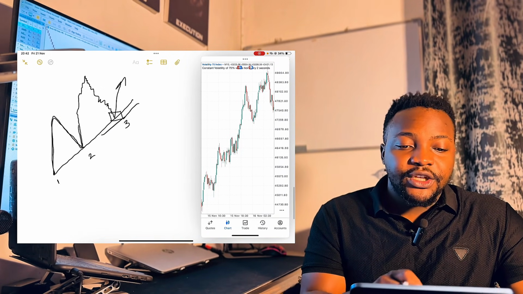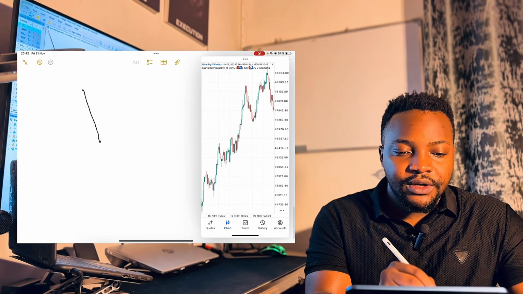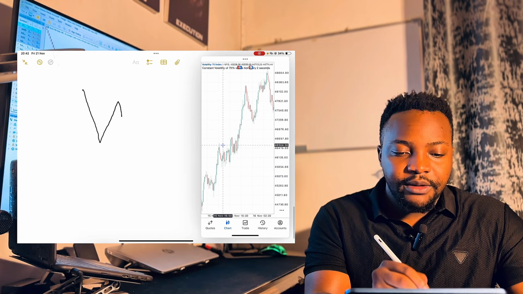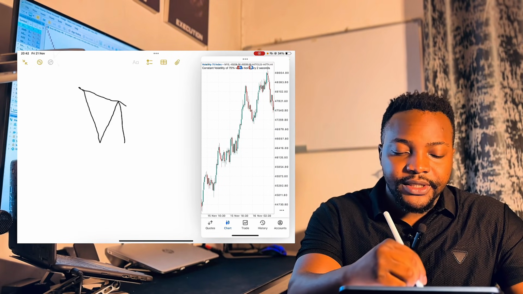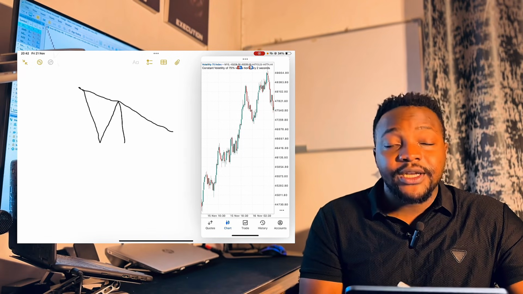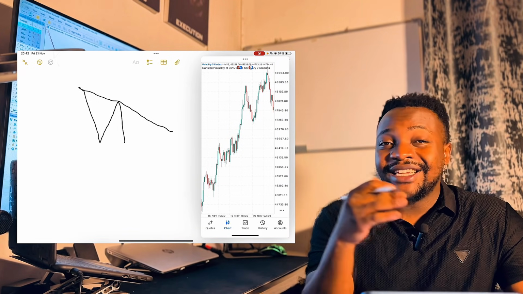Okay, same thing is true if we were going down. We can have this point, price pushes down and then comes back to this point and then pushes down. Once we have that, we can actually draw our diagonal resistance, which is a trend line.